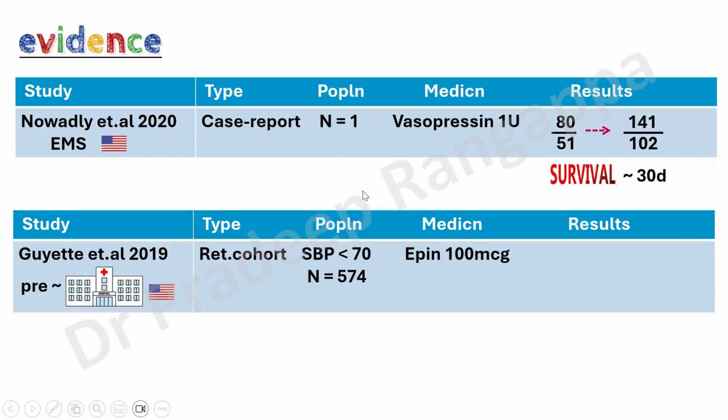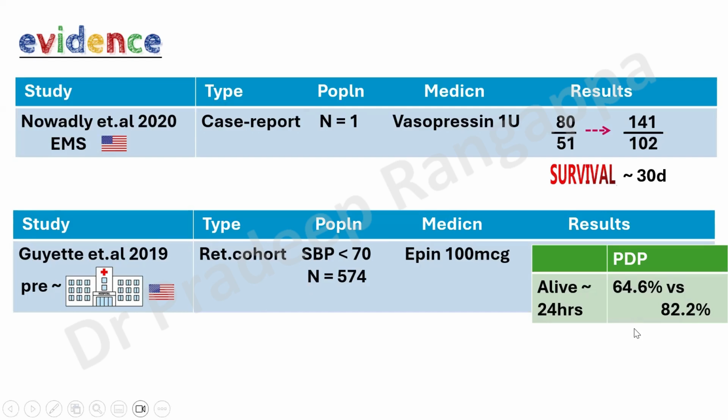This was another study, again from a US group, by Guet et al. in 2019, where they used pre-hospital bolus dose or push dose vasopressors. It was a retrospective study, and the population was patients who had systolic blood pressure less than 70. They took 574 patients. Here they used epinephrine 0.1 milligram. And as you see, the survival in patients who had hypotension needing push dose was less because, of course, it indicated that these patients were much sicker.